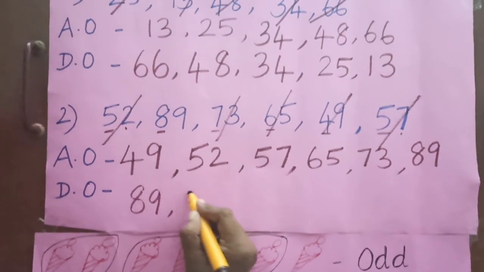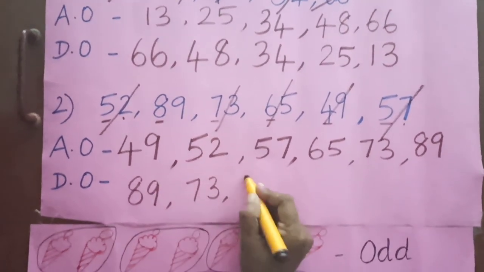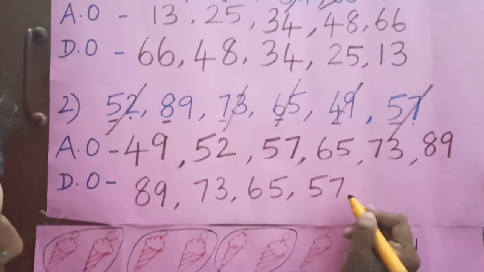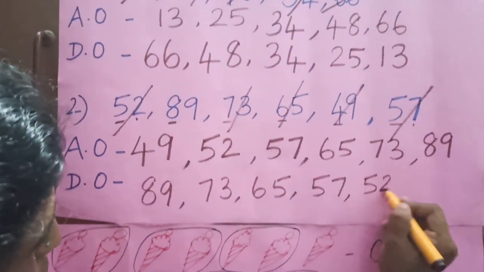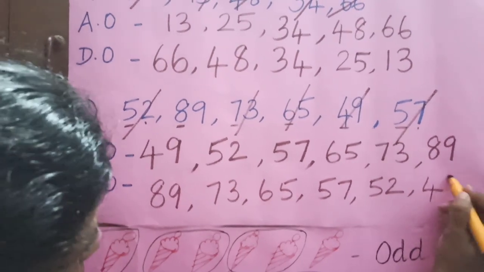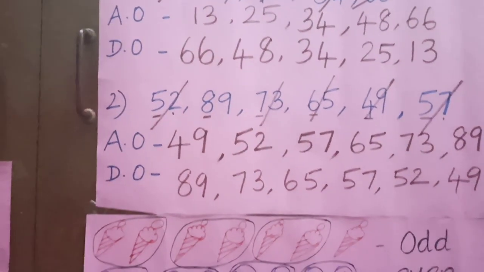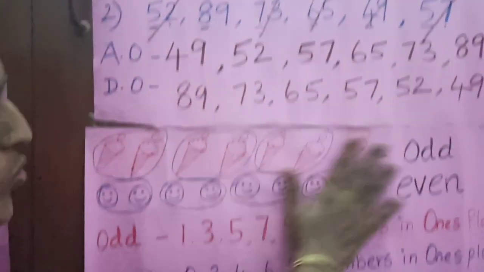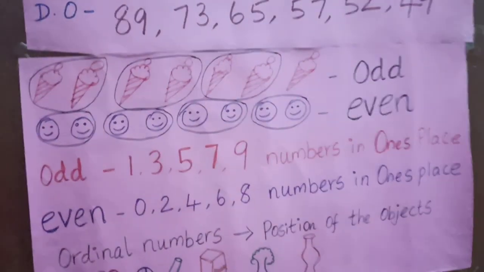89, 73, 65, 57, 52, 49. Okay children, now look at the new concept of odd and even numbers.